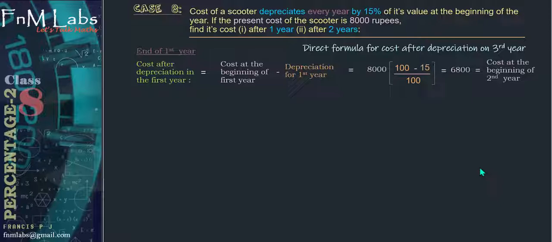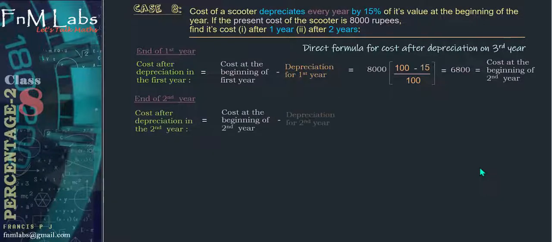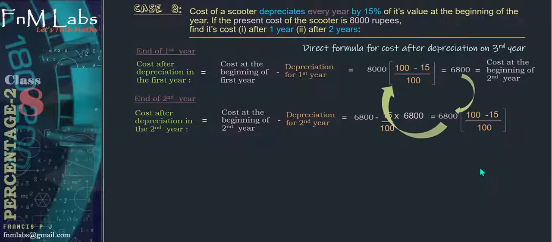Now finding the cost after depreciation in the second year, we have cost at the beginning of second year minus depreciation for second year. So that is equal to 6,800 minus 15 by 100 times 6,800. That is equal to 6,800 times 100 minus 15 by 100. Now from the above line, we have 6,800 is nothing but 8,000 times 100 minus 15 by 100.